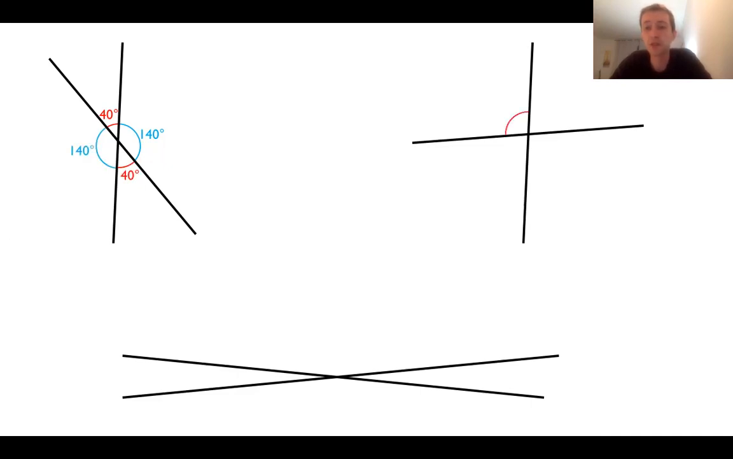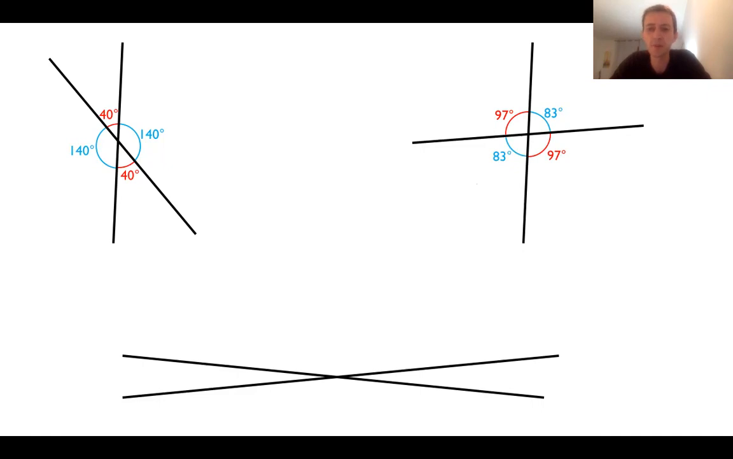Okay, here's another intersection. The moment I give you this one, 97, you can figure out all the rest. So go ahead and try it. If you do this one, well, it's got to be 97 plus something gets me to 180, because this is a straight line. 83. And now, because things are vertically opposite, we know that this must also be 97. This must also be 83.